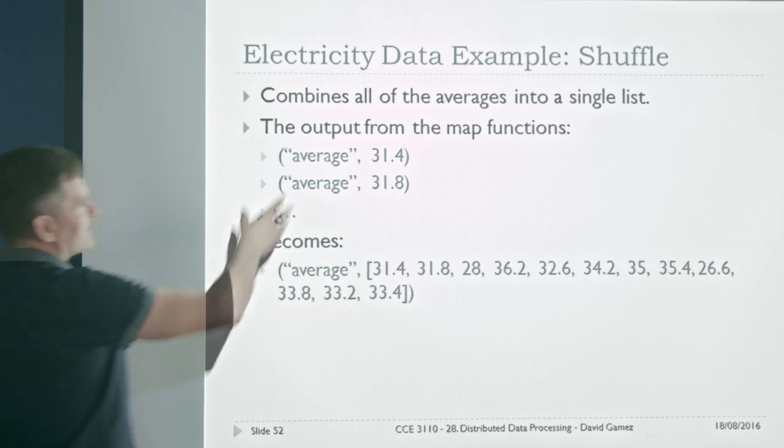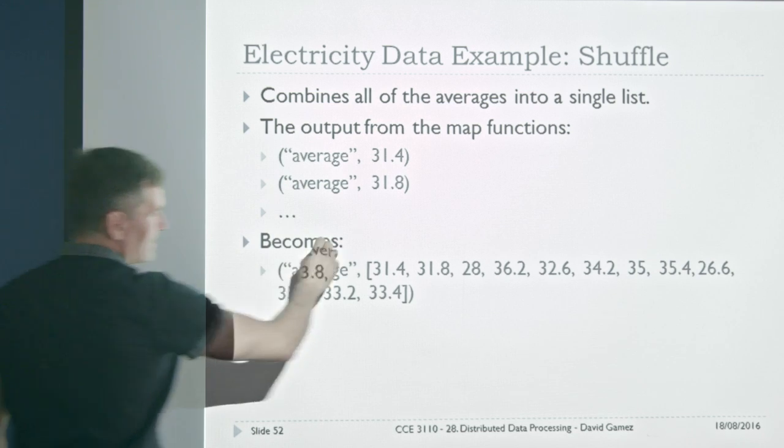Then we have the shuffle stage. It takes all these averages and combines them into a single key, an array of values.